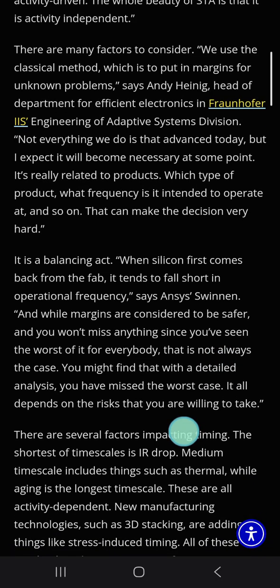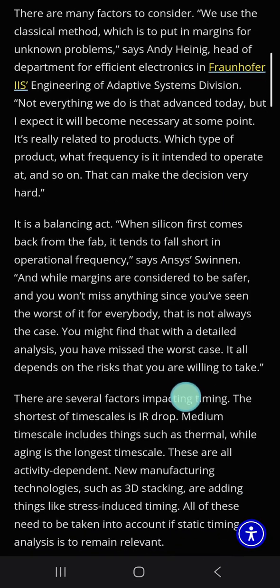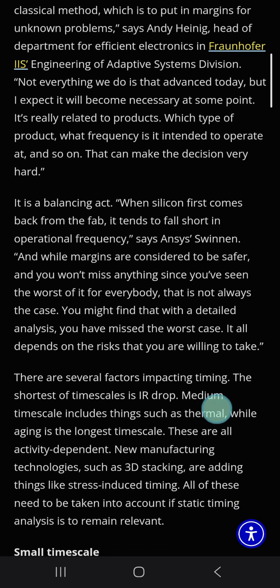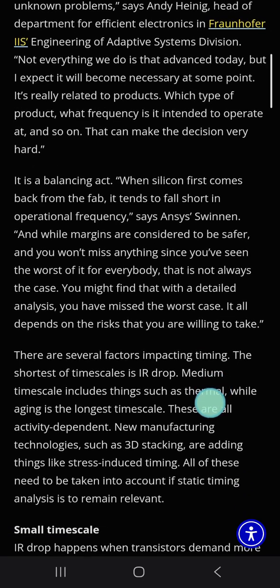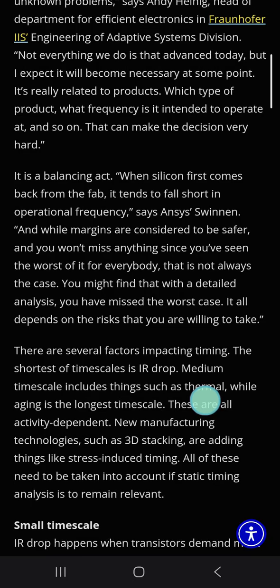When the silicon first comes back from the fab, it tends to fall short in operational frequency, said Ansis Swinen. And while margins are considered to be safer, and you won't miss anything since you've seen the worst of it for everybody, that is not always the case. You might find that with that detailed analysis, you have missed the worst case. It all depends on the risks that you are willing to take.